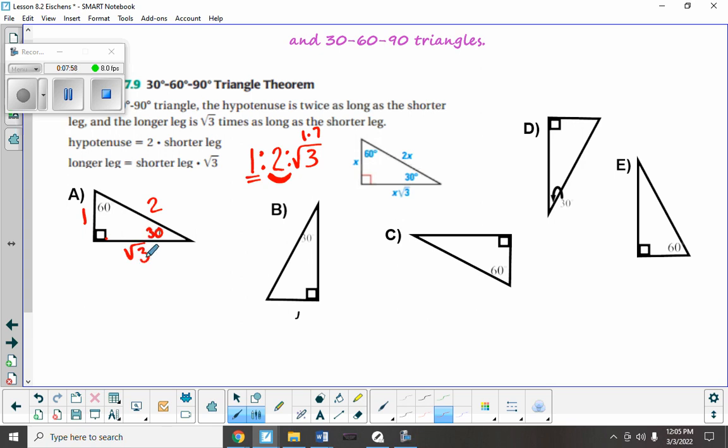So every 30, 60, 90 will have this pattern. Your short side is 1. Your hypotenuse is double that, or 2. And then the long leg is the square root of 3 times longer than the short leg.